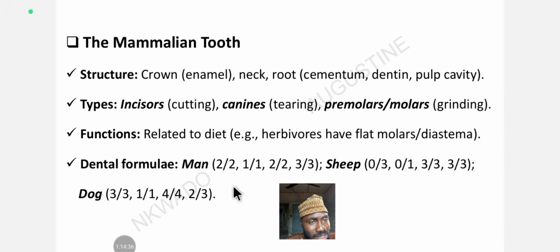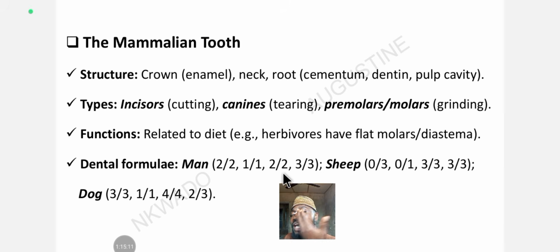What this first 2/2 means is incisors, 2 in the upper jaw. Okay, upper jaw, incisors, that's the maxilla. Then down, 2/2. Then 1/1 means 1 canine up here, 1 canine down here, upper and lower jaw. Then 2/2 premolars, which is 2 premolars up and 2 premolars down. Okay, then you do 3/3, which is for molars. 3 molars up, 3 molars down.